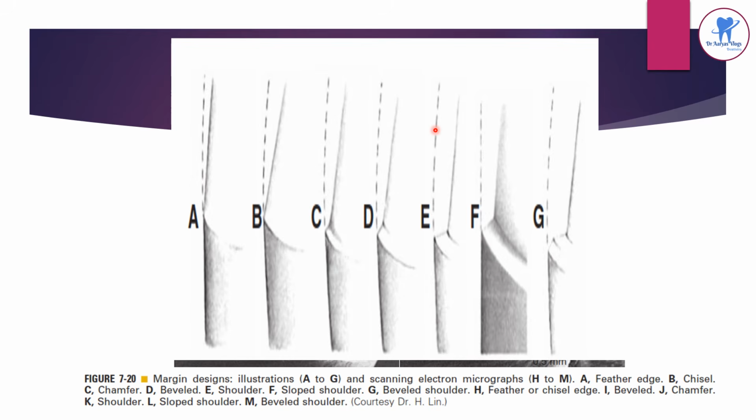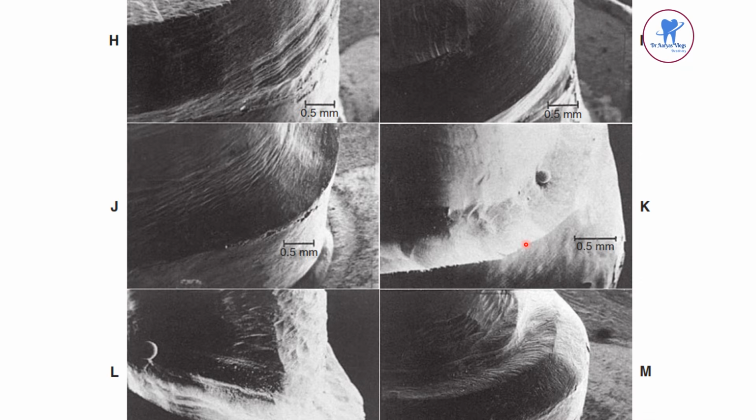Actually, the feather edge and chisel edges are unacceptable, but the main advantage was that they facilitated the impression making with the rigid modeling compound in copper bands, but it is not used today. So that is about the various margin designs. These are the scanning electron micrographs of various margin designs. Here it is the feather or a chisel edge. This is beveled edge. Then chamfer, shoulder, sloped shoulder, and beveled shoulder.